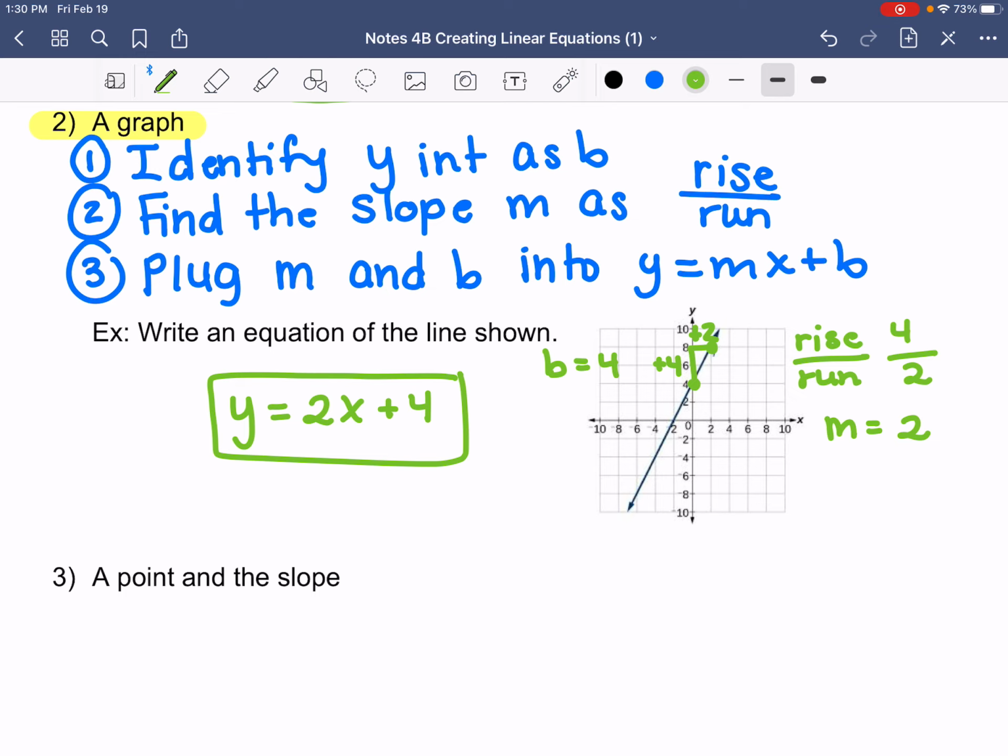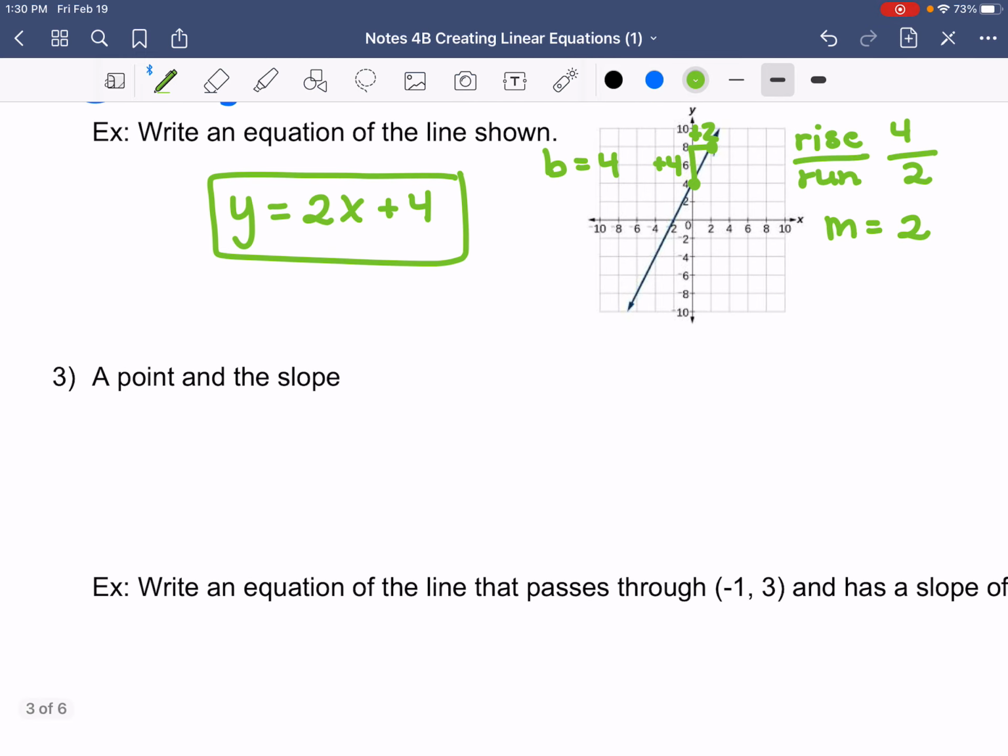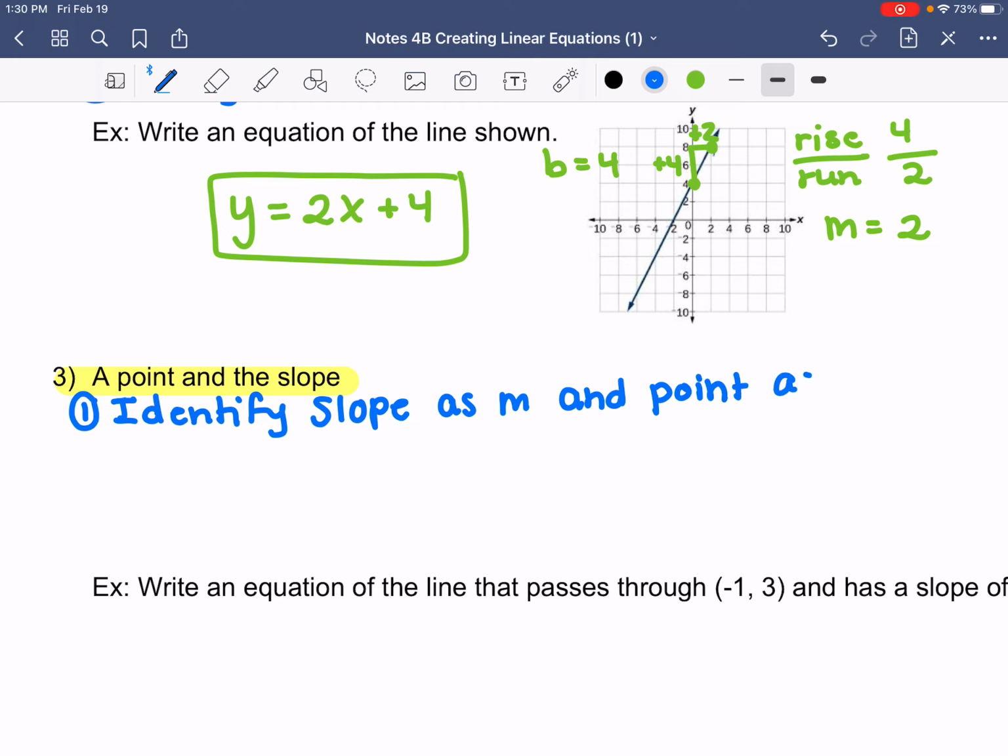All right, next one is if they give you a point and the slope. This time they're going to give you a point and a slope. Okay, so first thing you do is identify slope as m and point as x comma y. So the first piece of your point is going to be x, the second piece of your point is going to be y.